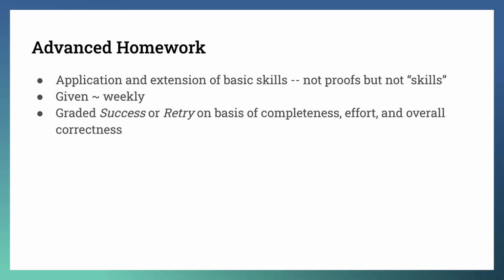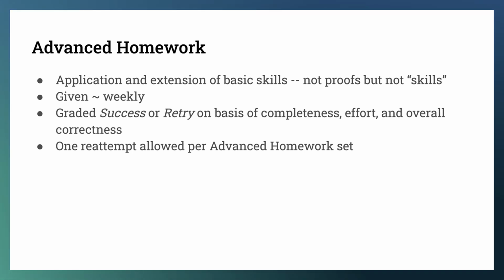And these are graded success or retry on the basis of completeness, effort, and whether or not the work was overall mostly correct. I would look the other way if there were 1 or 2 errors in the work. It didn't have to be perfect, as long as there weren't too many or too major errors. I call that a successful attempt at an application extension. It is possible to get a retry if you don't meet the standards for success, and if that's the case, you get 1 reattempt on the homework set. Usually due 1 week later, 1 week after I return the work, I should say. You get the feedback from me, and then you get a week to make corrections, and then that's your reattempt.